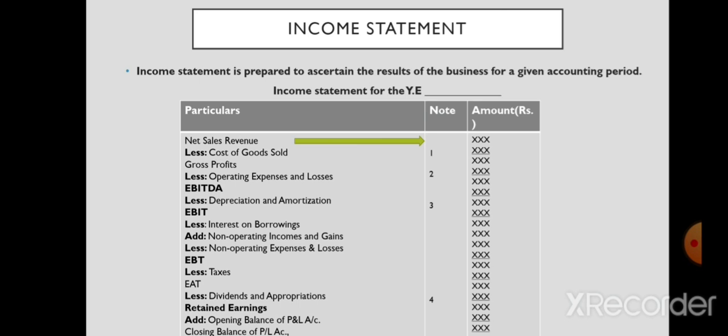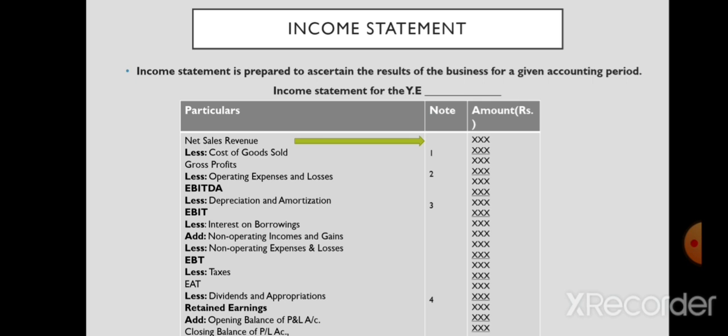This income statement contains net sales revenue for the year. From that we have to deduct cost of goods sold. When we deduct cost of goods sold, we will get gross profit, and the cost of goods sold also has to be prepared as per note 1 of Schedule 4 of the Companies Act. Then deduct operating expenses and losses, which we will calculate under note 2 according to Schedule 4 of the Companies Act of 2013.